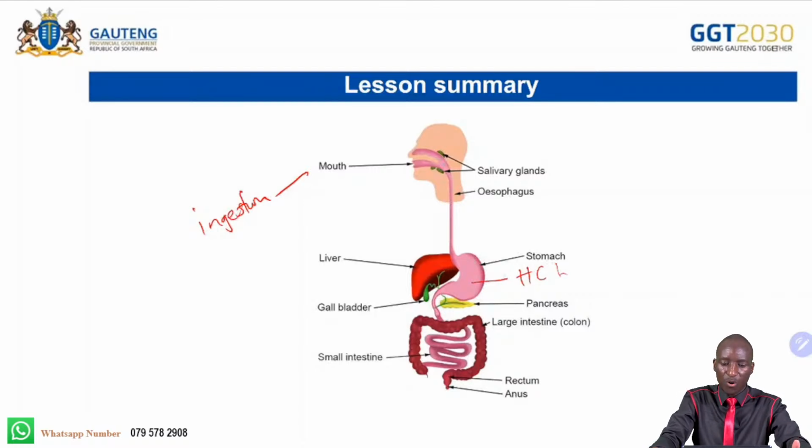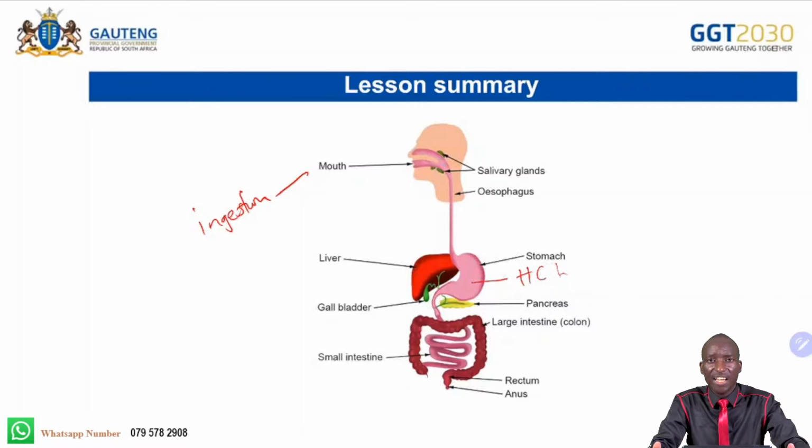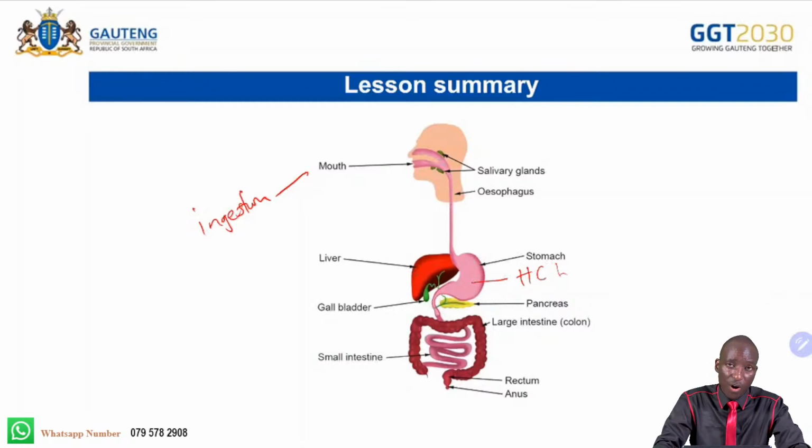Then we also spoke about the liver. The liver is the one which produces the bile, which is secreted into the food. The liver is also responsible for filtering out toxins and waste, which destroy our health system. And also the liver helps in the digestion of fats.